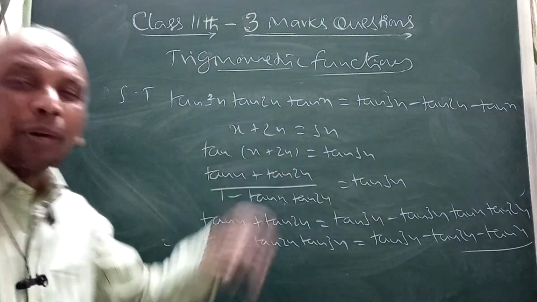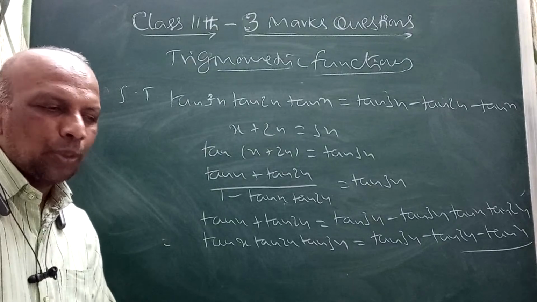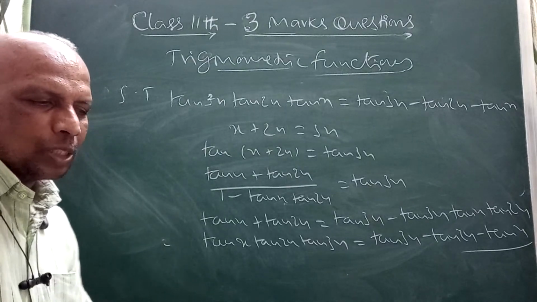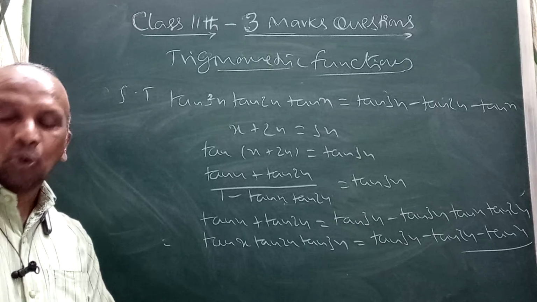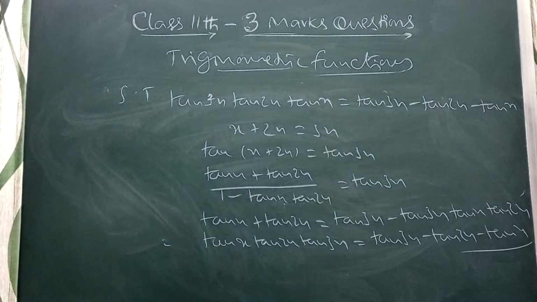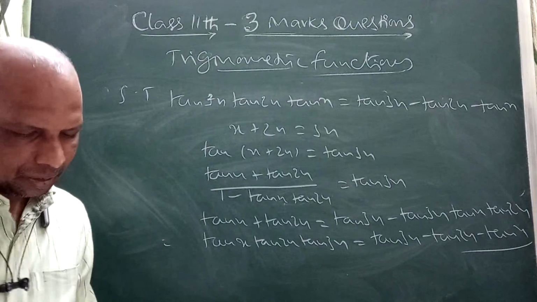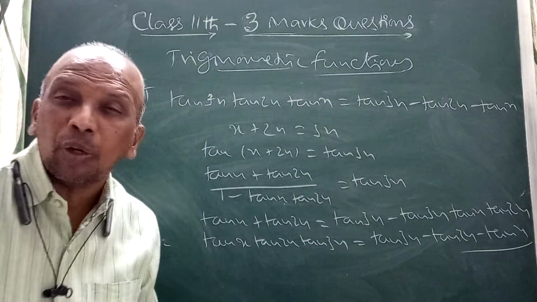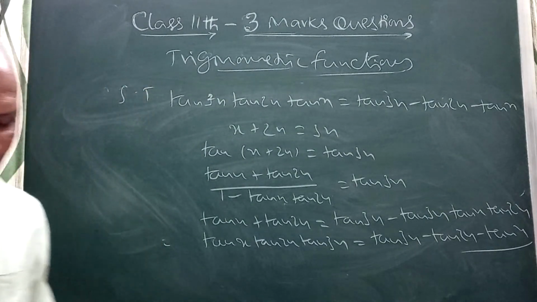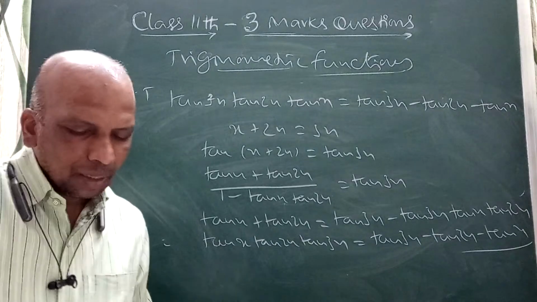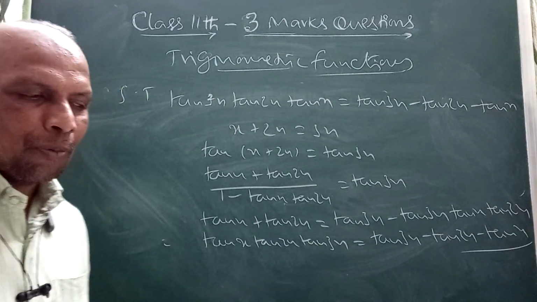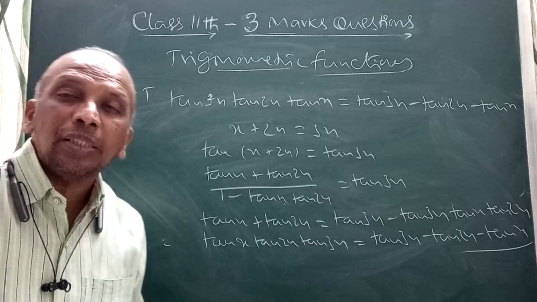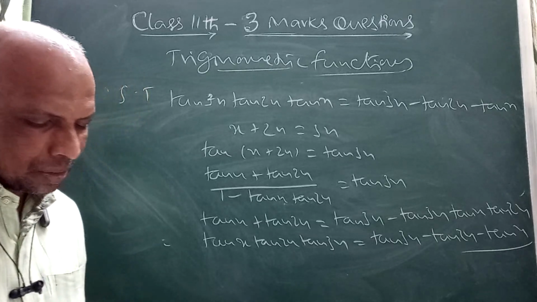We have one more problem related to this. Prove that cot x cot 2x minus cot 2x cot 3x minus cot 3x cot x is equal to 1. That problem also they may ask. We can try that problem ourselves. That type of problem also they will ask in the case of 3 marks.